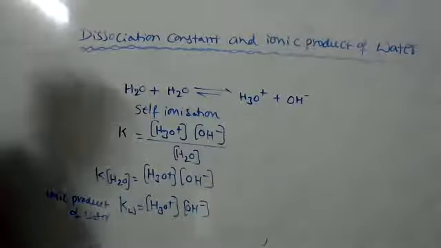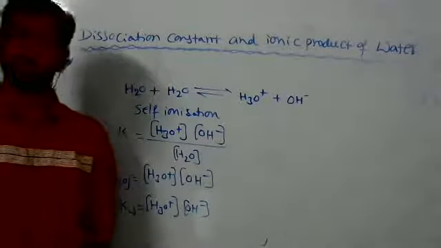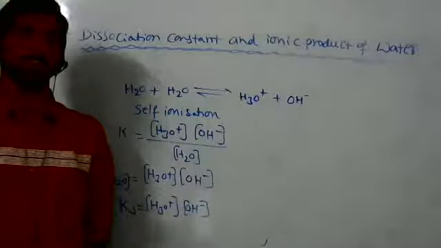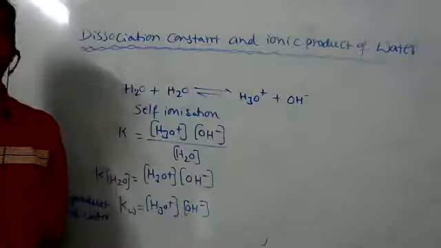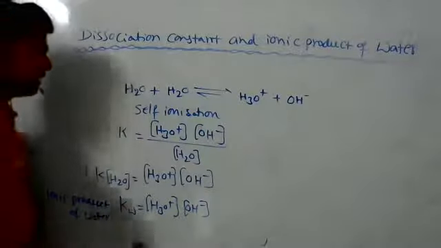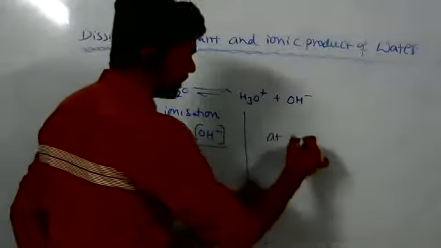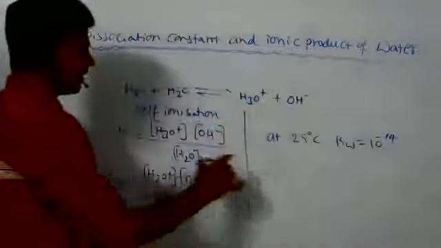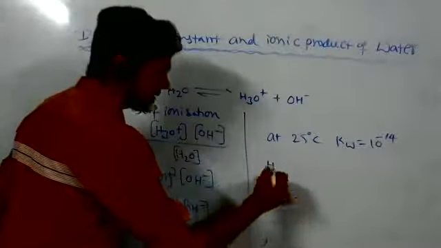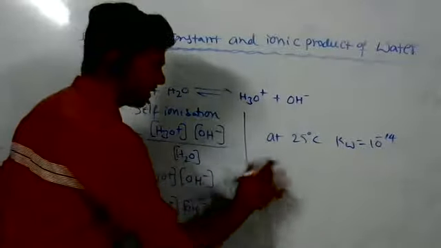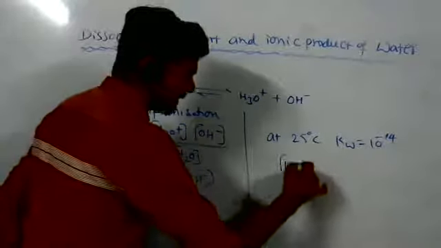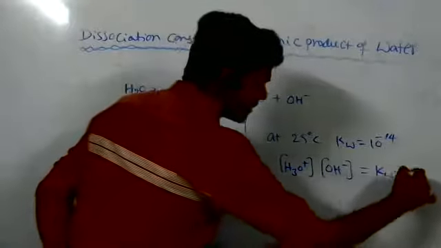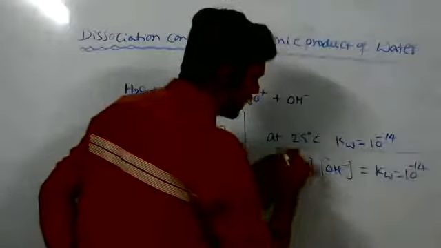This Kw value, the ionic product of water, increases with increase of temperature. If temperature increases, the number of water molecules undergoing ionization also increases. But we are taking the value at 25 degrees centigrade. At 25 degrees centigrade, Kw is equal to 10 power minus 14. So finally we write this equation: H3O+ concentration or H+ concentration into OH- concentration equals Kw equals 10 power minus 14. This is the ionic product of water.